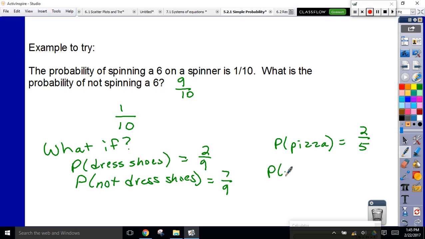The probability of not pizza is 3 out of what? 3 out of 5. Does everyone see why that's true? Yes. 2 out of 5, there's 3 left, so it's 3 out of 5.